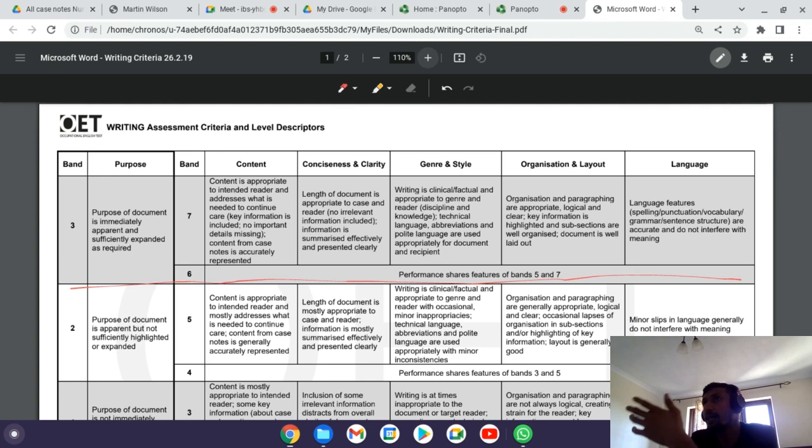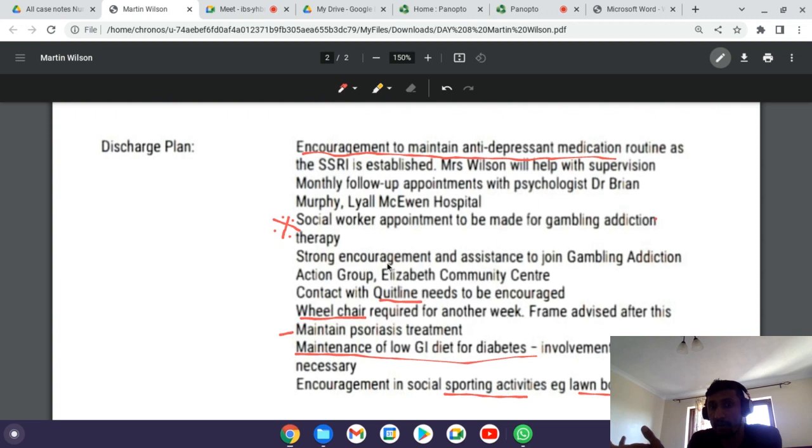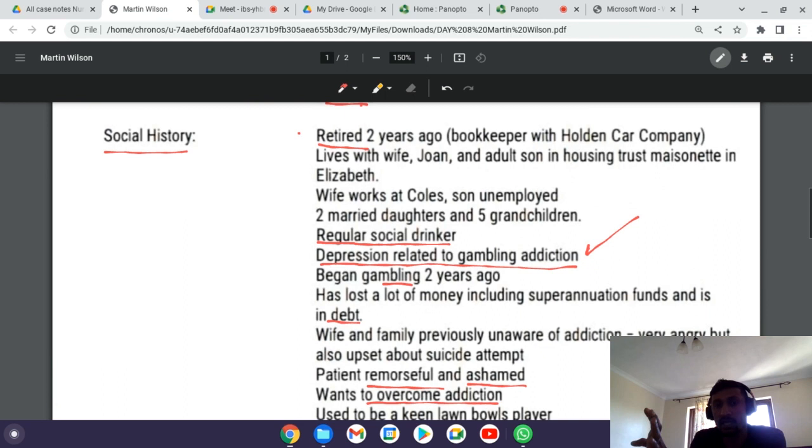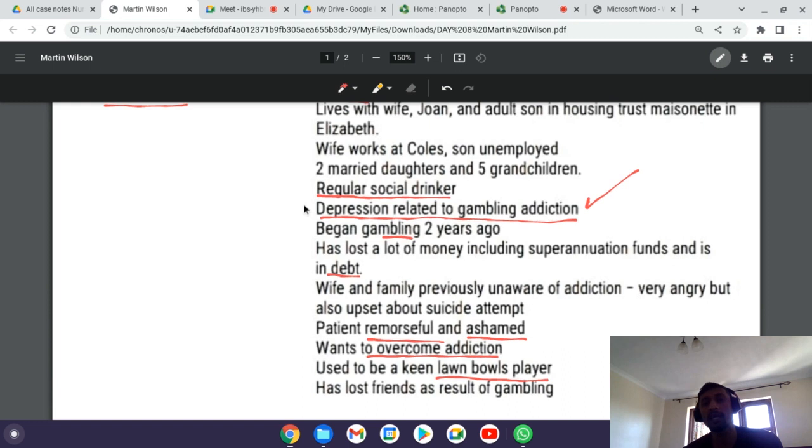Then your story is like you are telling a story about that patient, what happened with that patient and what the social history of the patient is, because you are writing a letter to the social worker. So you are mentioning that the patient has an addiction to gambling and he is in debt. That should be your first paragraph. Because you are writing to the social worker, the social history is important. In that social history, the priority is the gambling addiction and the depression related to it.